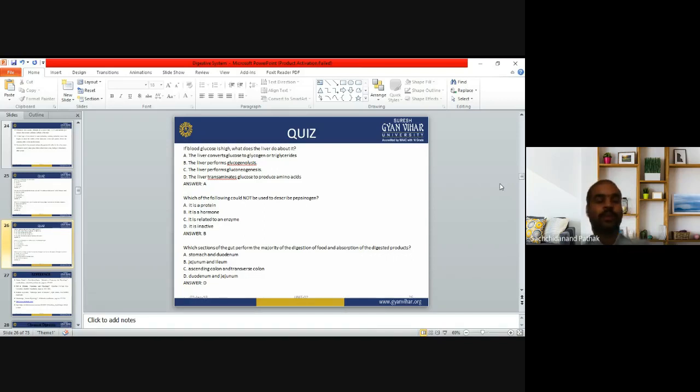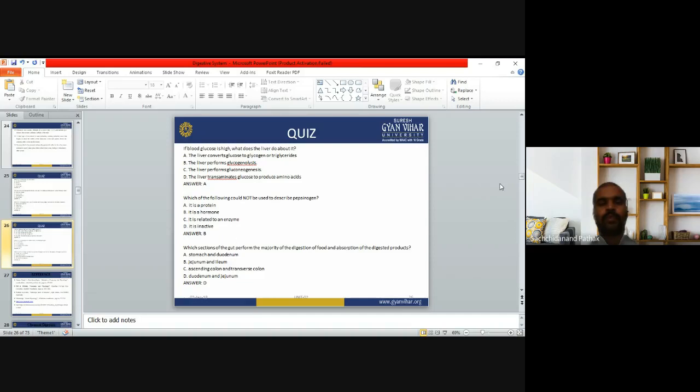First, stomach and duodenum. Then jejunum and ileum, ascending colon and transverse colon, and duodenum and jejunum. I know you know the answer. First, stomach and duodenum. Is it possible for the stomach and duodenum to do most of the digestion and absorption? We know 90% is absorbed from the small intestine. Another 10% is absorbed from the stomach and large intestine. So stomach and duodenum will not work.